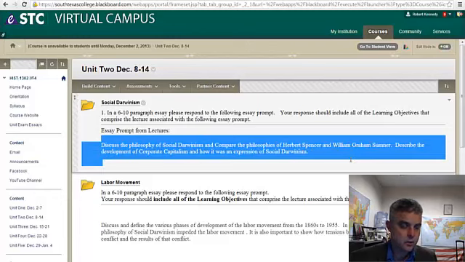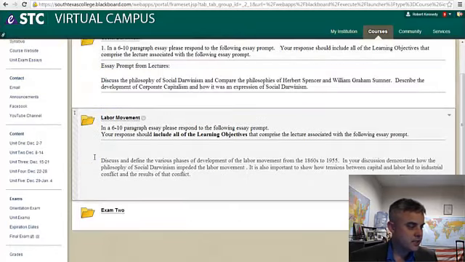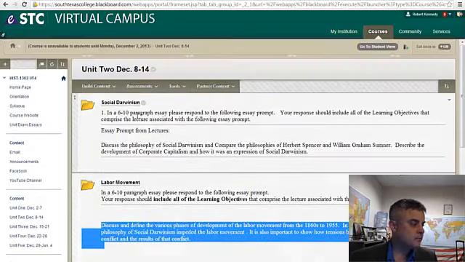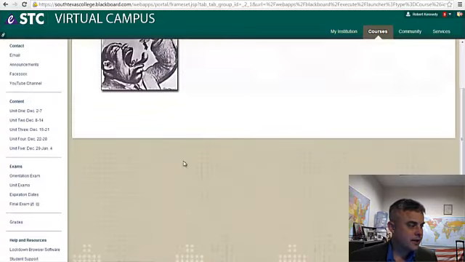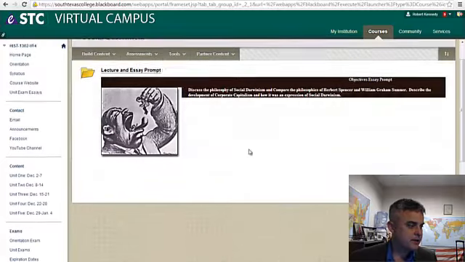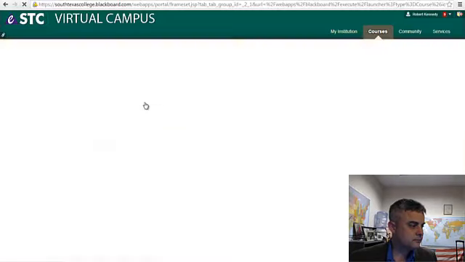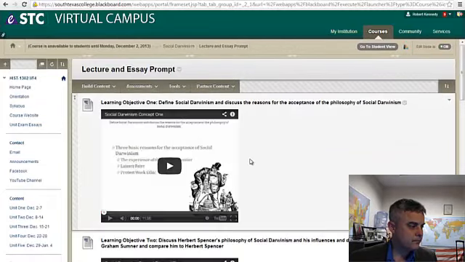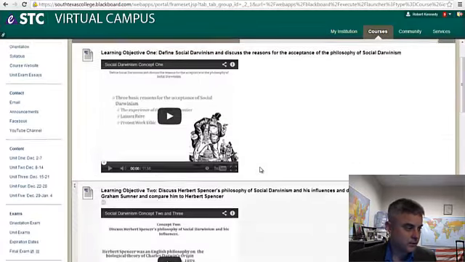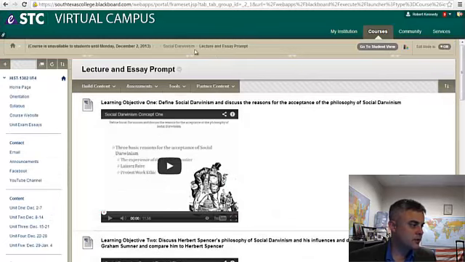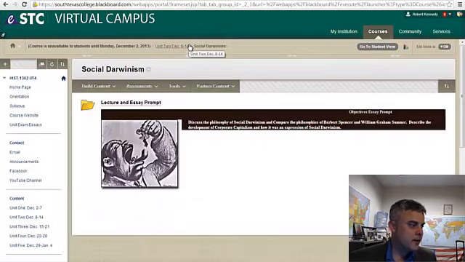Here's some more information on social Darwinism. You notice it has an essay prompt right here. Click the folder, and it has the essay prompt there again. And there are the learning objectives, just like they were last time for the other ones, right? So I just want to make sure you understand that it works there again.